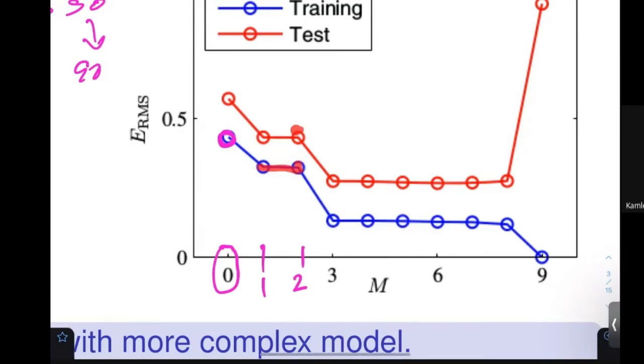What is going to happen on the testing error? Again, testing error may also be the same. If I improve to 3, it may further go down. 4, 5, 6, 7, 8, it may remain the same. Generally, it is not going to happen.